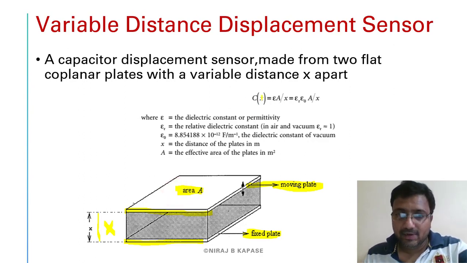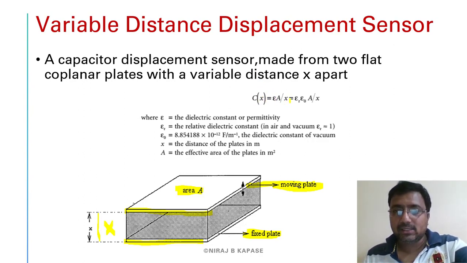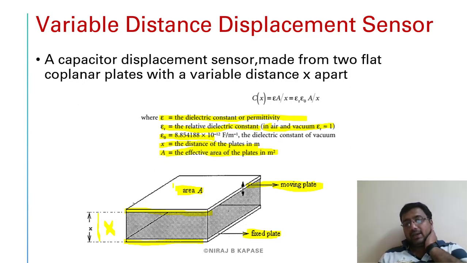Then the capacitance is given by the equation C of x is equal to epsilon A by x, that is equal to epsilon r into epsilon naught A by x. Where epsilon is the permittivity, epsilon r is the relative dielectric constant, which in air or a vacuum is equal to 1. Epsilon naught is the permittivity of a vacuum, that is 8.854188 into 10 raised to minus 12. Then x is the distance between the plates in mm, and A is the effective area in meter square. So this is the equation.